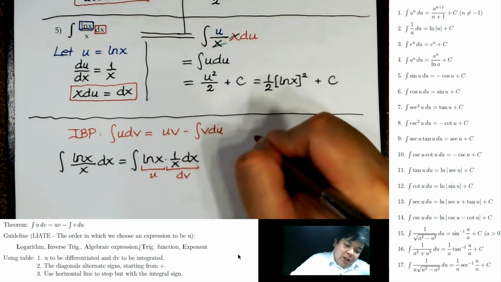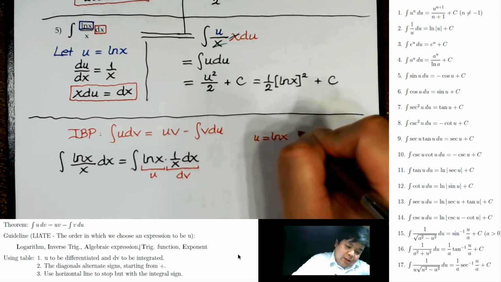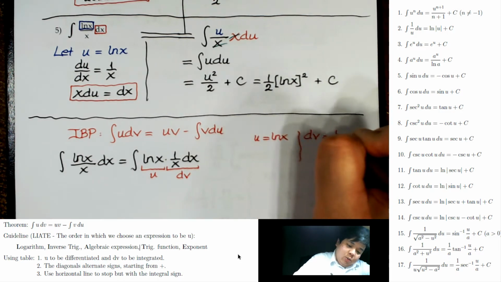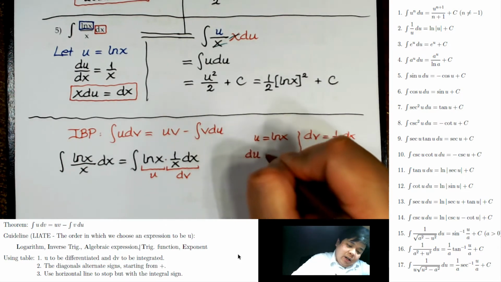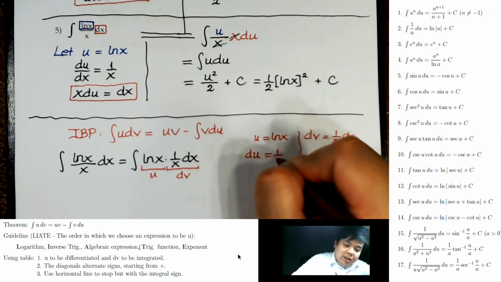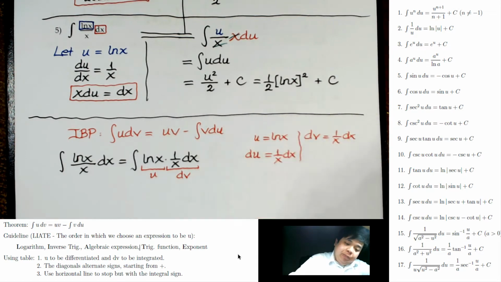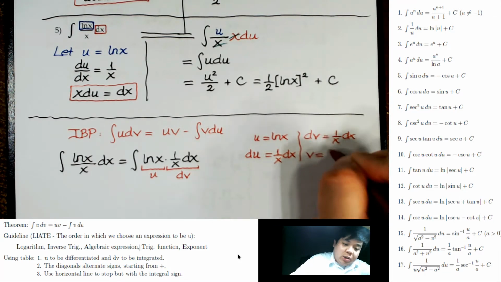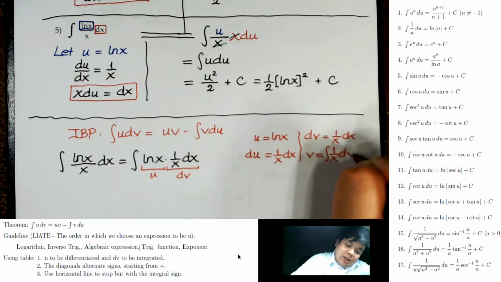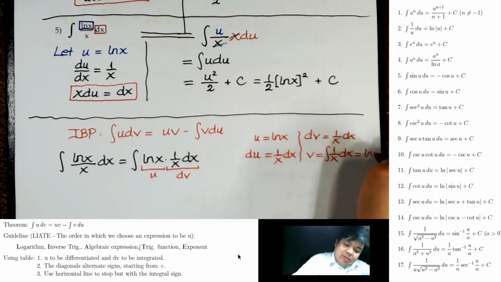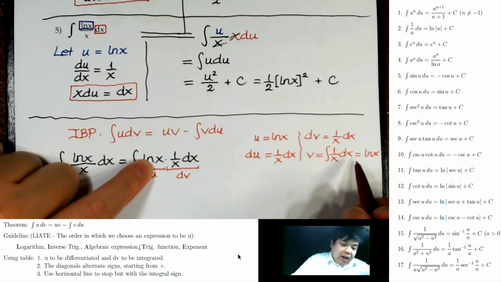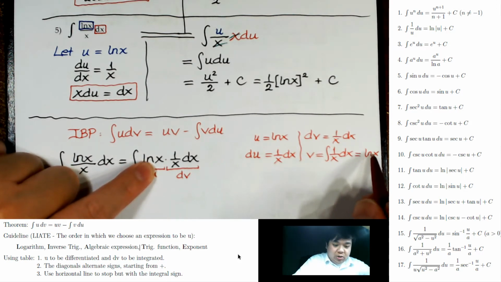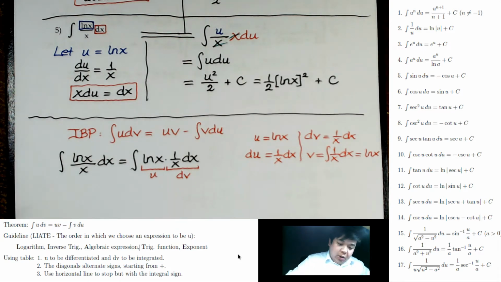So let's write out here. u is ln of x, dv is 1 over x dx. The derivative of ln of x is 1 over x. And then dv is that, so we integrate 1 over x, which gives us ln of x. It should be absolute value of x, but we just have ln of x. The reason being, if this one is defined, that has to be defined as well. So, integration by parts.